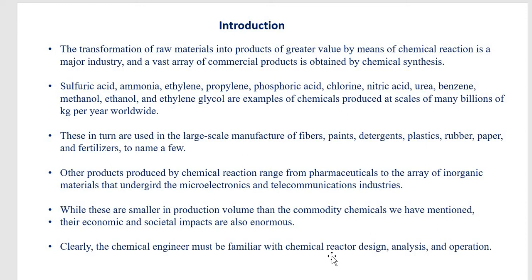So there are several other products also, inorganic and organic chemicals, which you are studying in your chemical technology 1 and chemical technology 2 subjects. Apart from finished products, there are a large number of intermediate chemicals also, and for example, large scale manufacture of fibers, paints, detergents, plastics, rubber, paper, and fertilizer, to name a few.